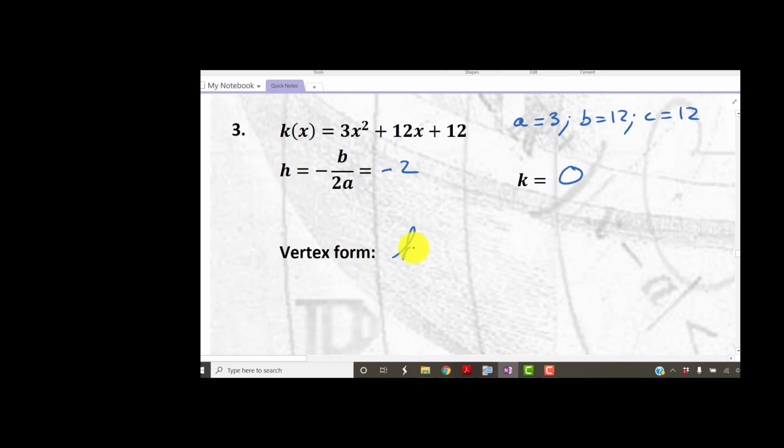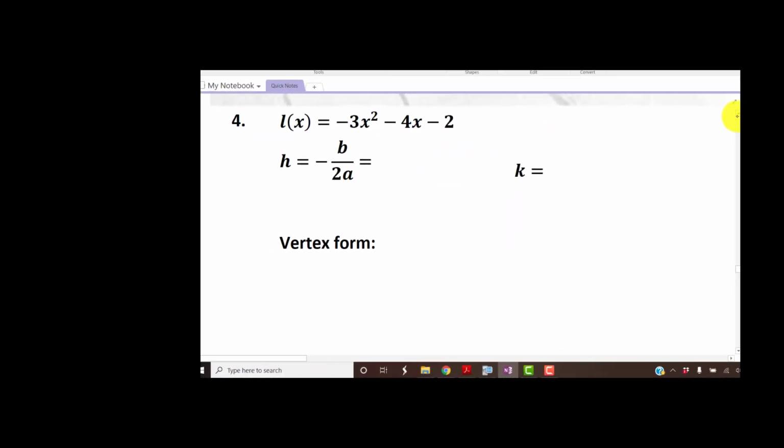So my vertex form, the function is called k. K of x equals, so a is 3 times x minus negative 2, so x plus 2 squared, and then plus 0, so I'm not going to write it. That's my vertex form. And from there, I can study my parabola, right? Okay, do I have another example? Yes, I do have another example for you.